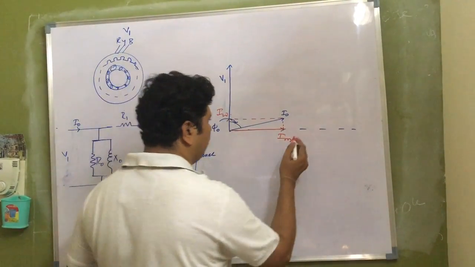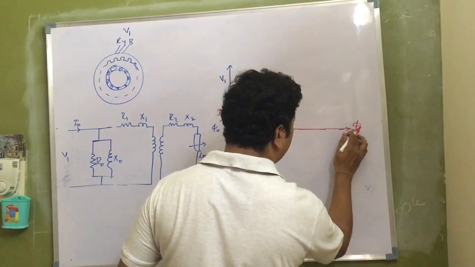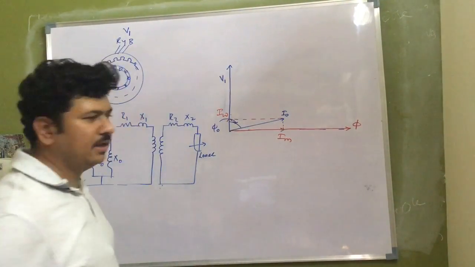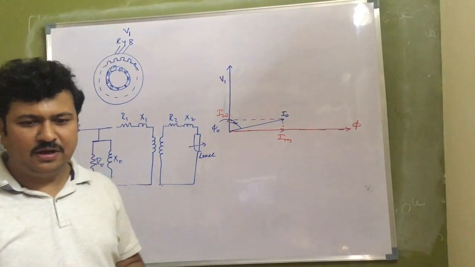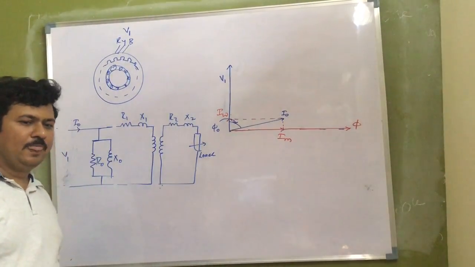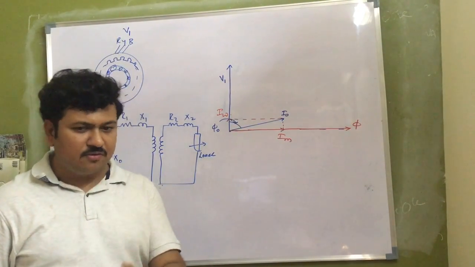Therefore the flux phi which is existing in the air gap will be in phase with the current Im. So I told you phi is the reference vector. Phi is not steady flux. Phi is an alternating flux.